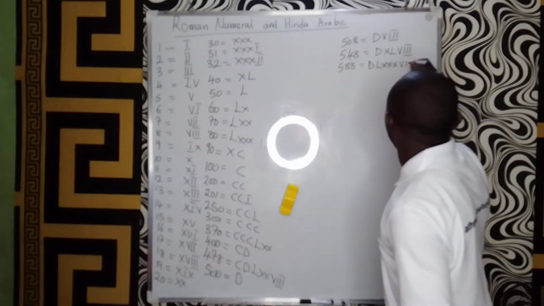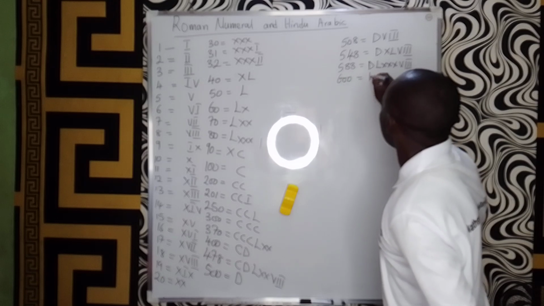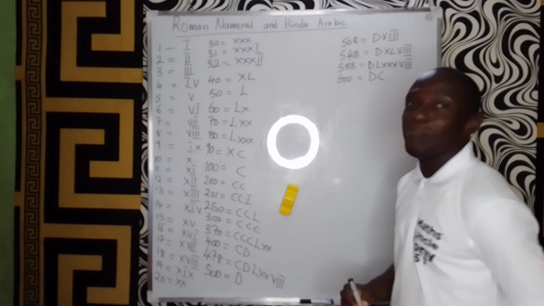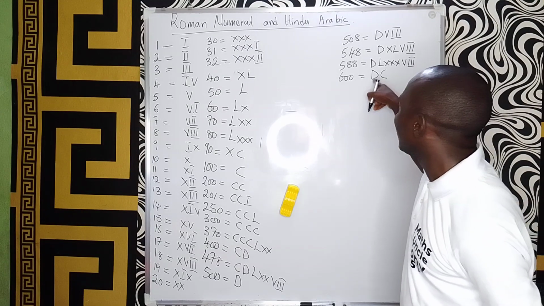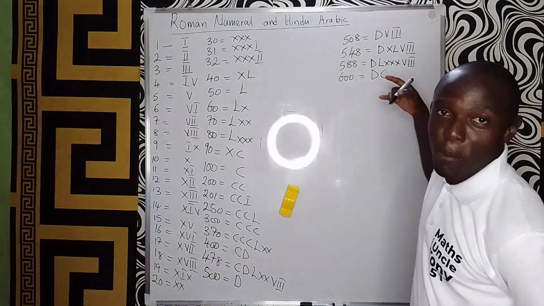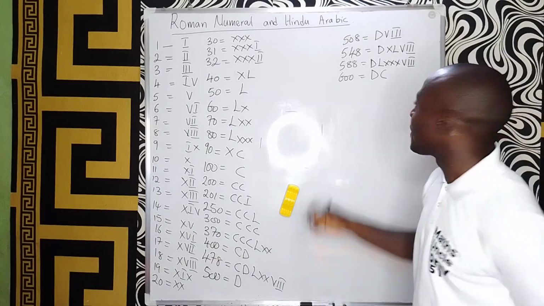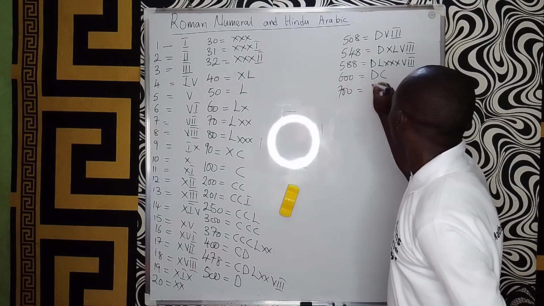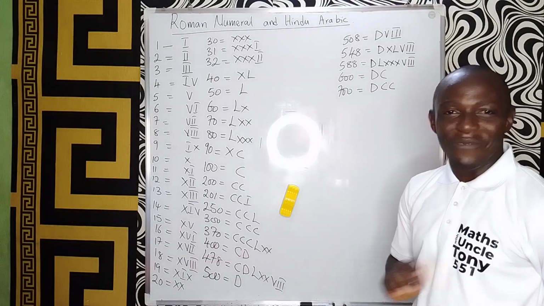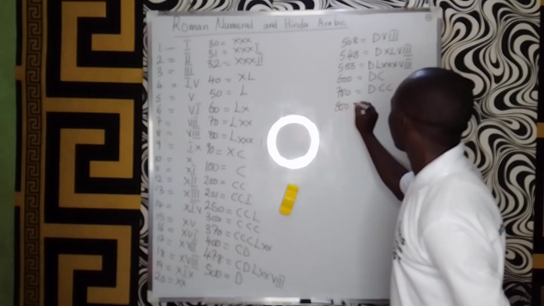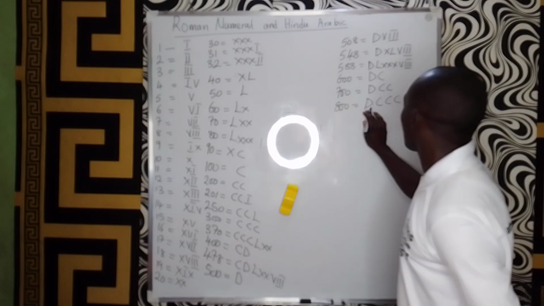So what about 600? 600 is 500 and 100, making 600. That is DC, because 100 is smaller than 500. It's at my right hand side if you observe. That is why I'm adding. It will be 500 plus 100 to give us 600. So what about 700? It is D, 500, 600, 700. Very simple. What about 800? 500, 600, 700, and 800.